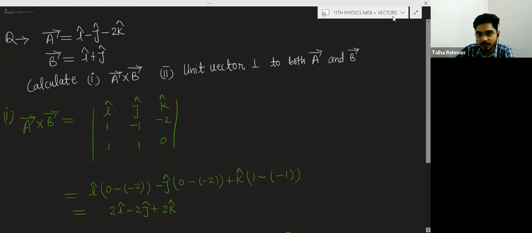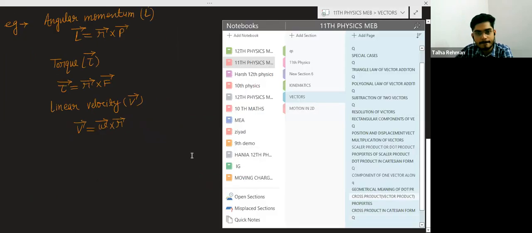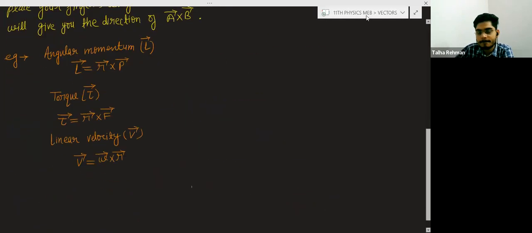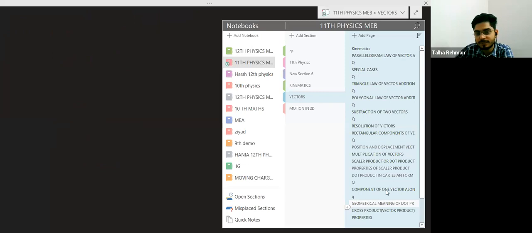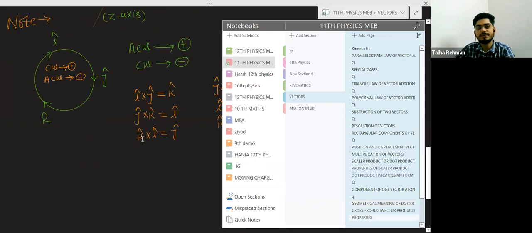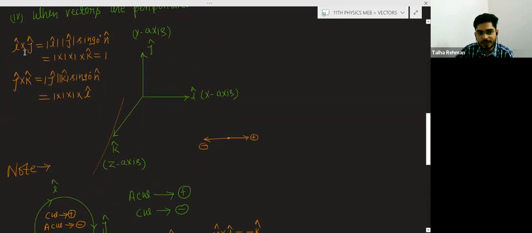If you want to see this, you can take the example of I cap, J cap and K cap. When you calculate I cross J, you get K. See, this K is perpendicular to I cap, and this K is perpendicular to J cap. That is why A cross B is perpendicular to both the vectors.